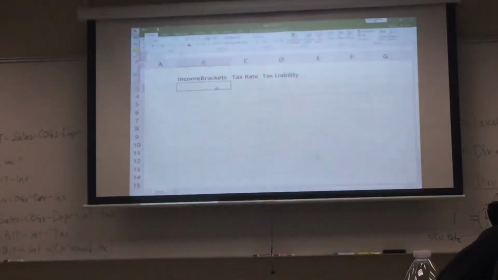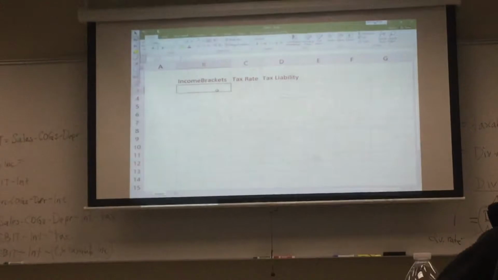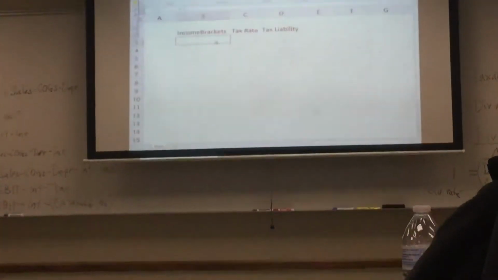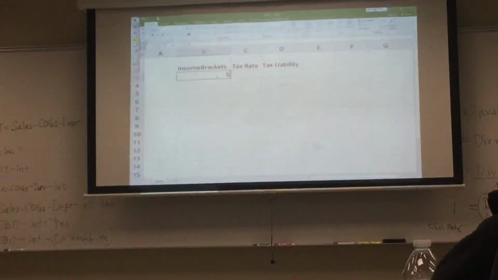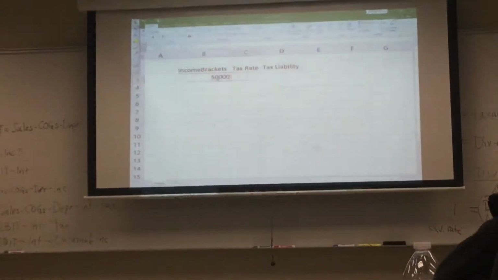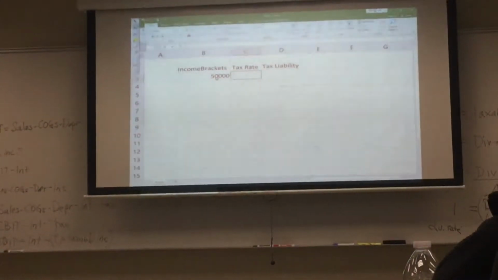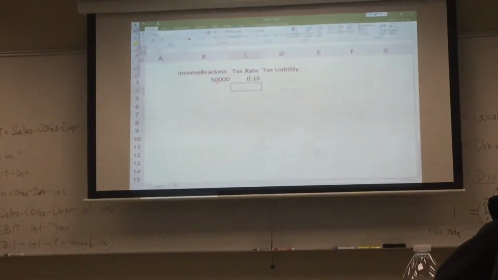From this book, I can see that between 0 and 50,000 is going to be taxed at 15%. That's given to us. So the first $50,000 worth of income is going to be taxed at 15%. I'm going to put in 0.15. Let's do a couple things here so we understand Excel.